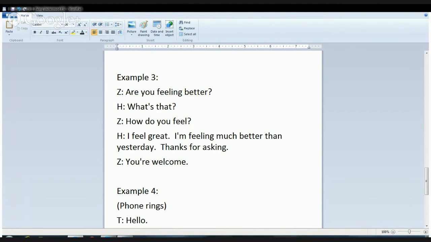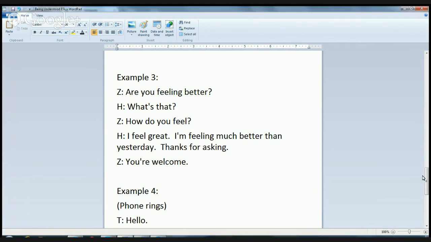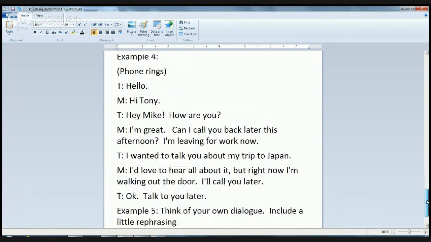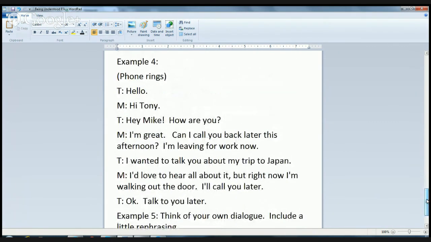Okay, very good. So we've changed the question. Are you feeling better? And the way that the person asked for repetition was, what's that? Ah, how do you feel? Ah, okay, I understand you now. Very good. Let's try our final example that I have. Then that's going to do it for our lesson for today. Let's take example 4.